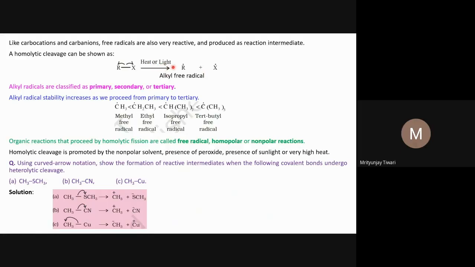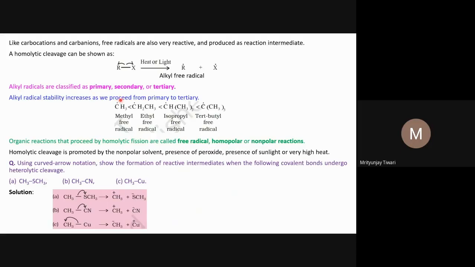The presence of high heat or light facilitates homolytic cleavage, or the presence of peroxide catalyst, or presence of non-polar solvent, they all facilitate homolytic cleavage. And we have seen the homolytic cleavage forms free radicals, and free radicals are odd electron species having one electron deficiency from their octet.